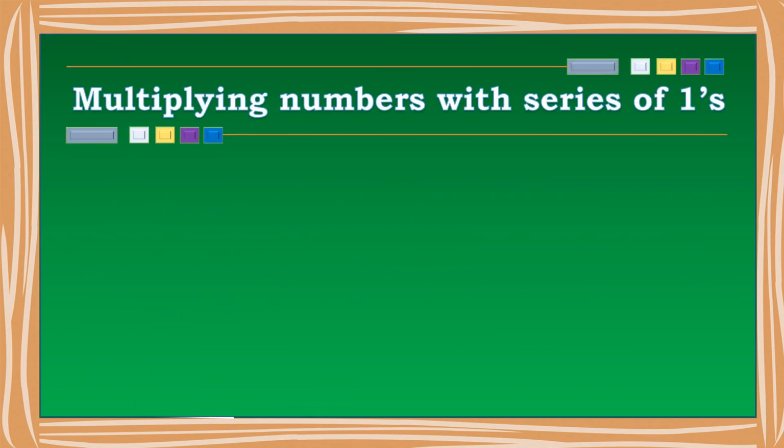So far in previous examples, we have seen that the number of digits in the multiplicand is either greater or equal to the number of digits in the multiplier. But now we are going to see a case where the number of digits in the multiplicand is less than the number of digits in the multiplier. Let's take an example. 43 multiplied by 111. Here multiplicand 43 is having 2 digits and multiplier 111 is having 3 digits.